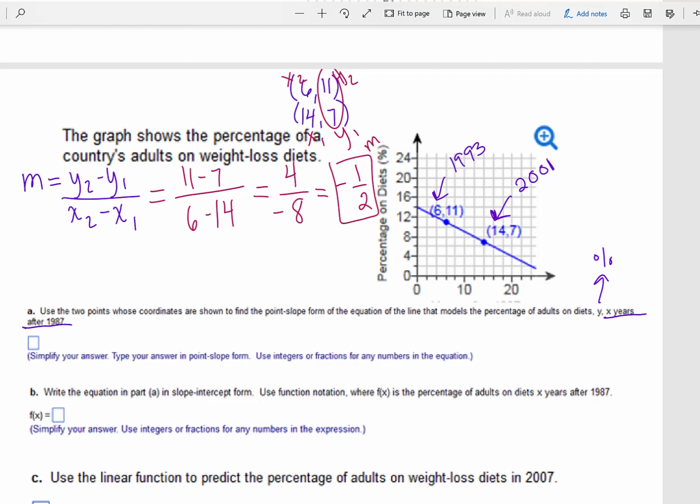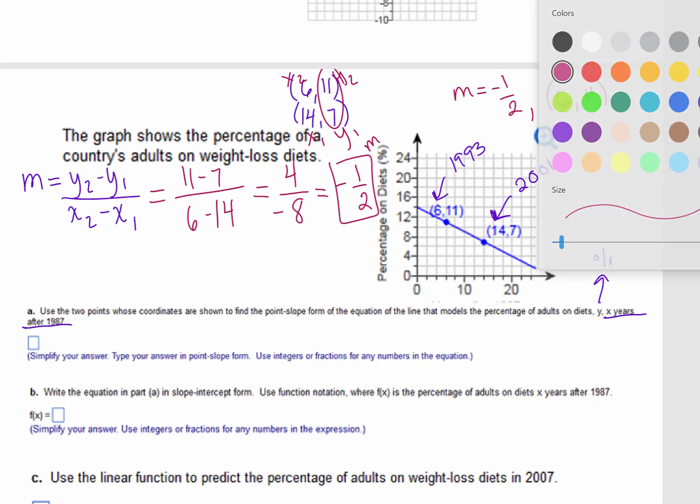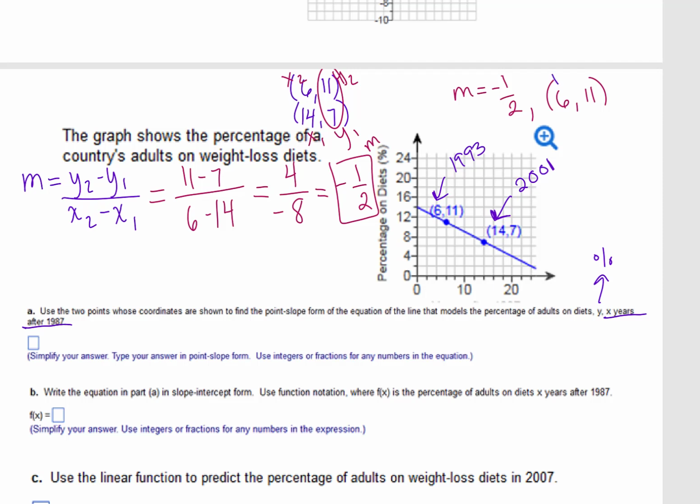Now I can use either of my pairs. I'm going to write which one I'm using. The slope is negative 1/2, which makes sense because my graph is falling from left to right, so it should be represented by a negative slope. And the ordered pair I'm going to use is 6, 11. Let me label that x1, y1. I could have used 14, 7 instead. It doesn't matter now. I'm almost starting a separate section of the problem, so I can relabel them.